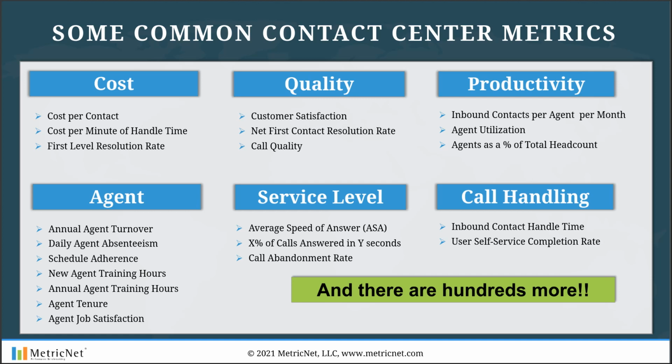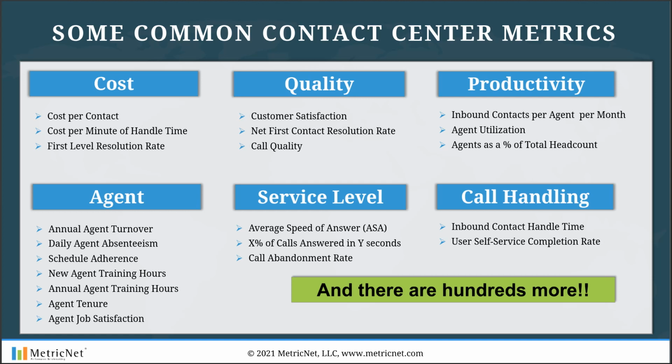And what I want to share with you on slide 11 are some of the most common contact center metrics. This would be for a typical inbound customer service contact center. 6 categories of metrics: cost, quality, productivity, agent, service level, and contact handling metrics. We call it call handling, but it's really all contacts. Could be an email, could be a chat, could be a walk-in, could be a web submitted question or inquiry. But this is our taxonomy. We organize the metrics into these categories.